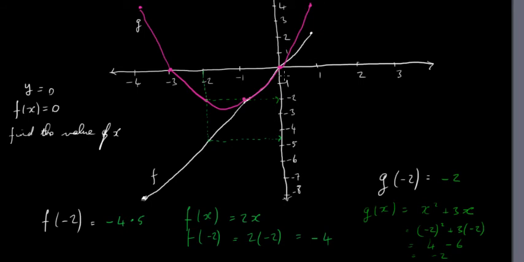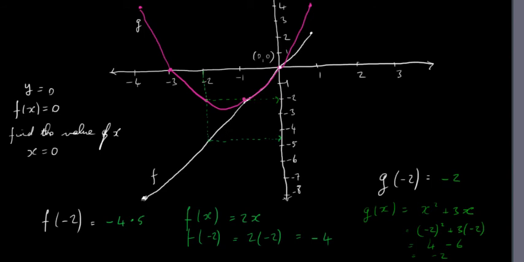Well, here's our y-axis here. Where on the y-axis is 0? Well, it's here. And what value of x will give me a y value of 0? Well, on my line here, it actually goes through the point (0, 0). So the x value will be equal to 0. When f of x is 0, or when y is 0, x is 0 on my straight line here.